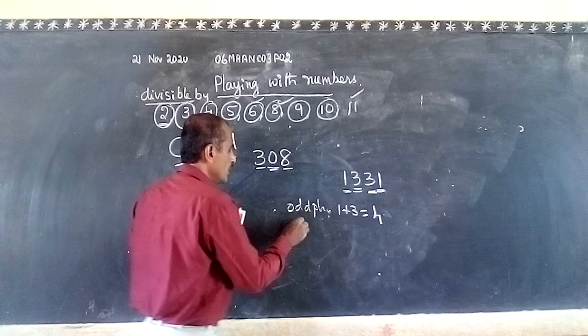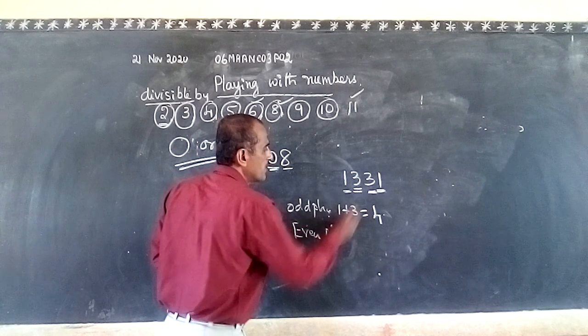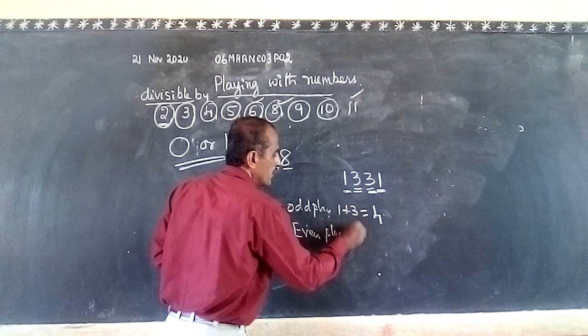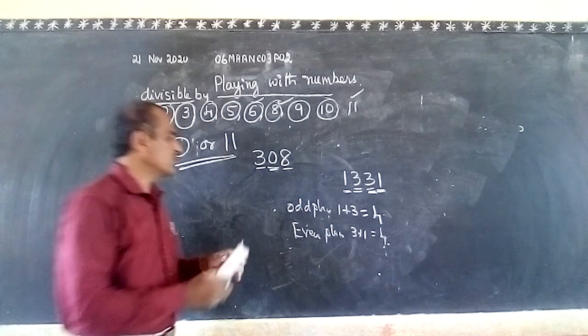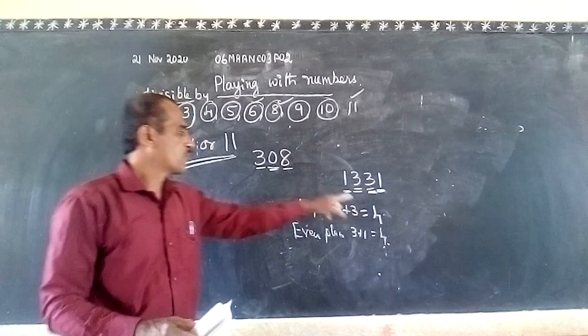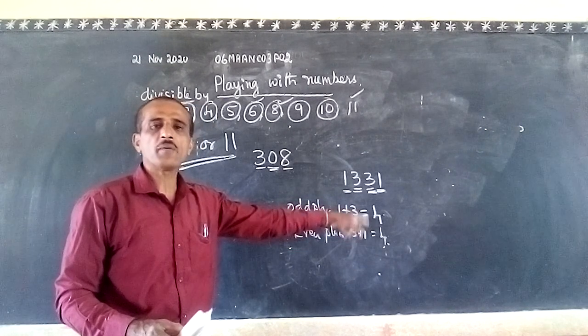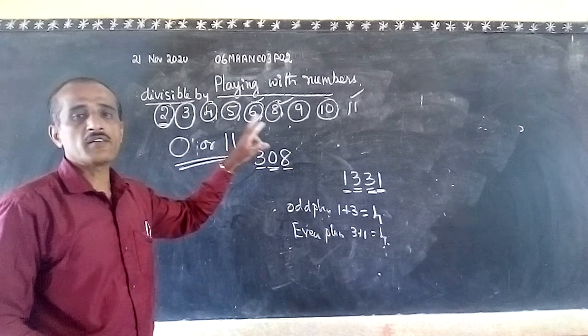See, even places also. The sum of the digits in the even places, 3 and 1: 3 plus 1. What is the sum? 4. Now, what is the difference of the sums of the digits of the odd places and the even places? 4 and 4. What is the difference? 4 minus 4 is 0. So, 0 or 11, I said.